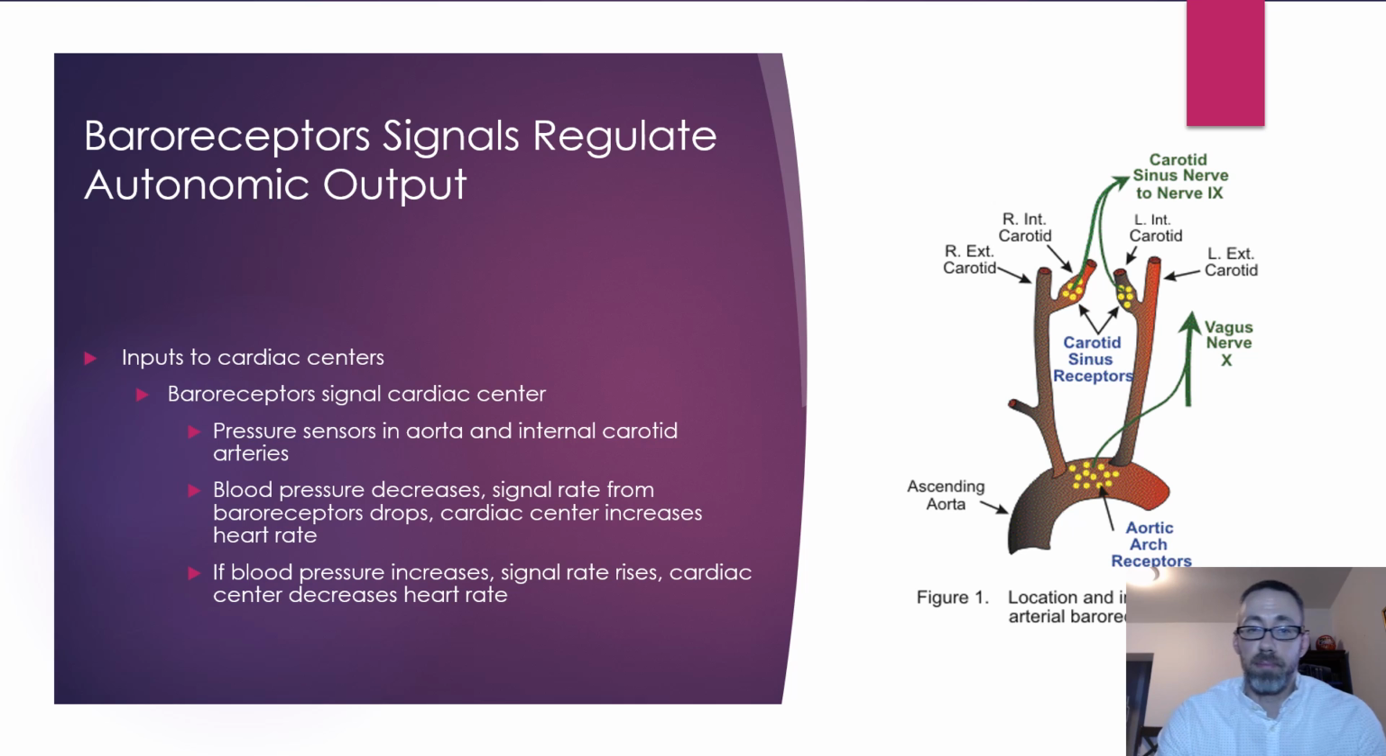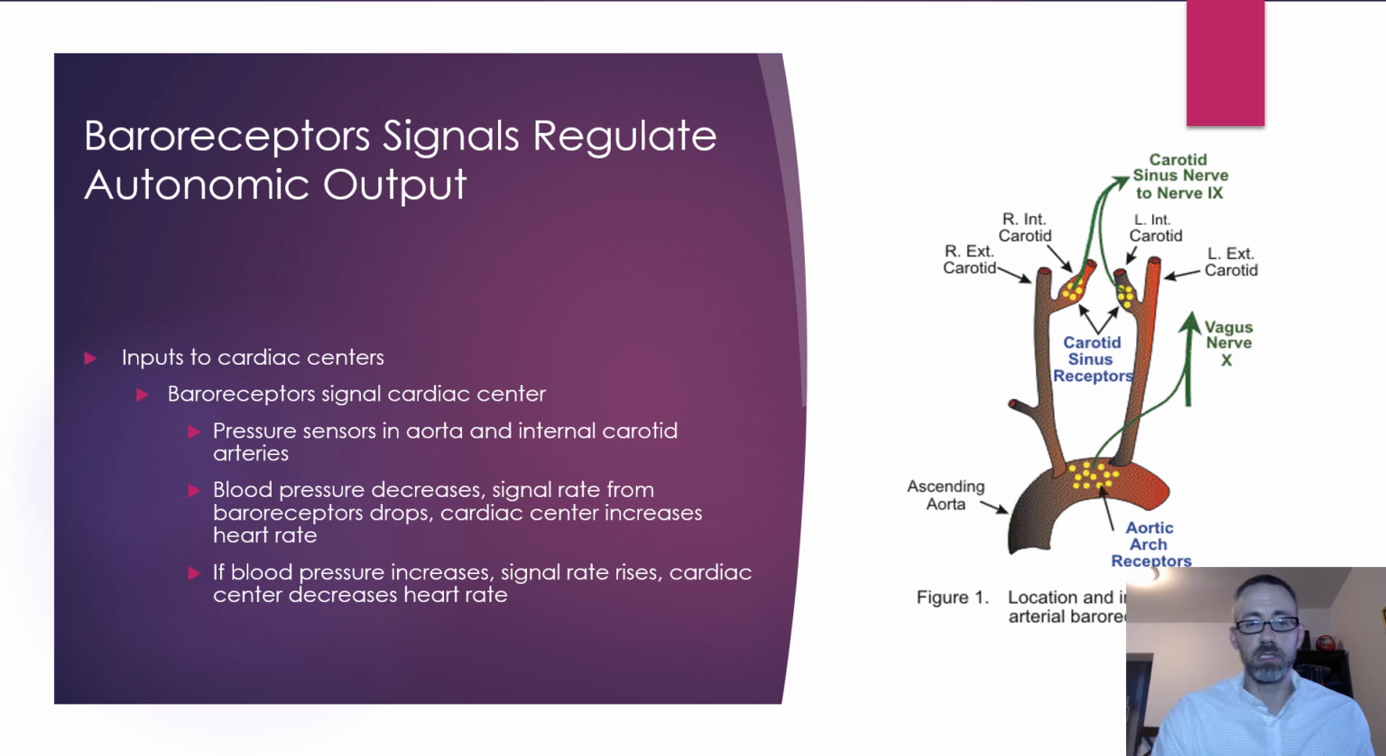We also have something called a baroreceptor signal, and this helps to regulate autonomic output as well. And again, this is going to have to go through the brainstem, the medulla oblongata, but these are like peripheral receptors that can pick up on certain physical signals, send that back to the brainstem, and the brainstem can then adjust the heart rate accordingly.